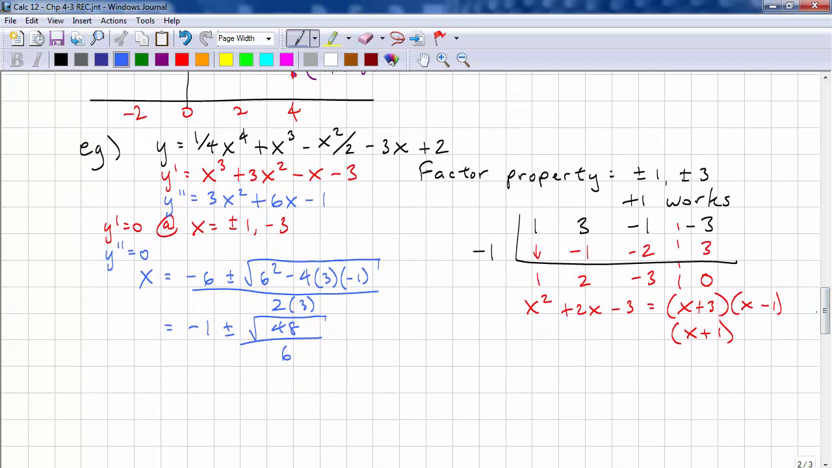Okay, let's look at a polynomial example. I filled this out for you because you should know how to do this. Taking the first derivative, we're just using the power rule on every term. Second derivative, power rule on every term.